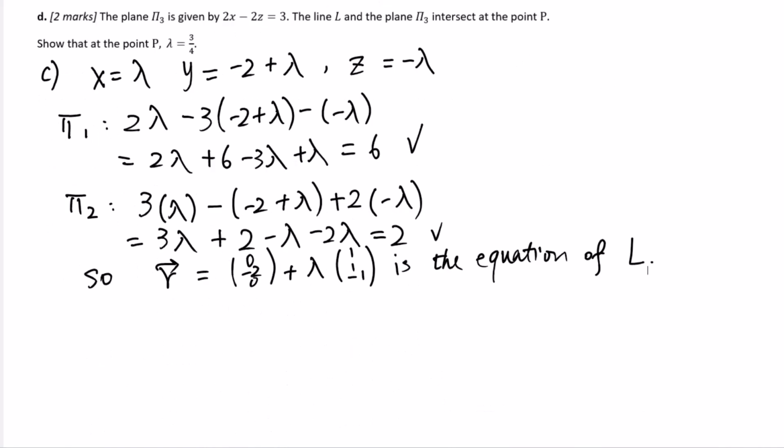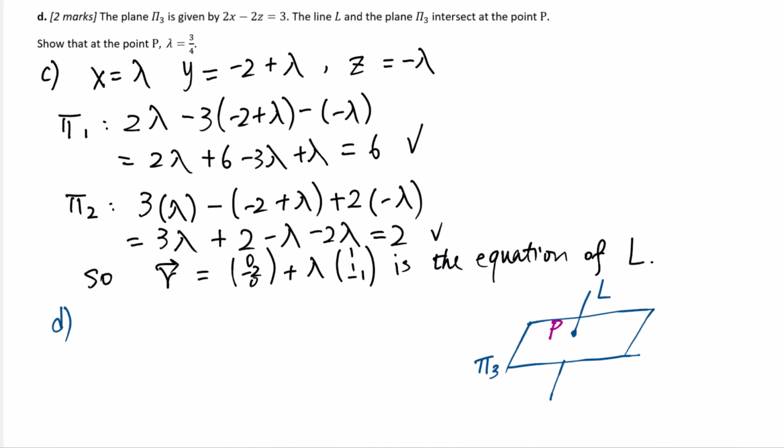Let's go to D. The plane π3 is given by 2x minus 2z equals 3. The line L and the plane π3 intersect at point P. Show that at point P, lambda equals 3/4. Suppose this is the plane π3. This is the line L. We need to figure out this intersection. This is the intersection P.